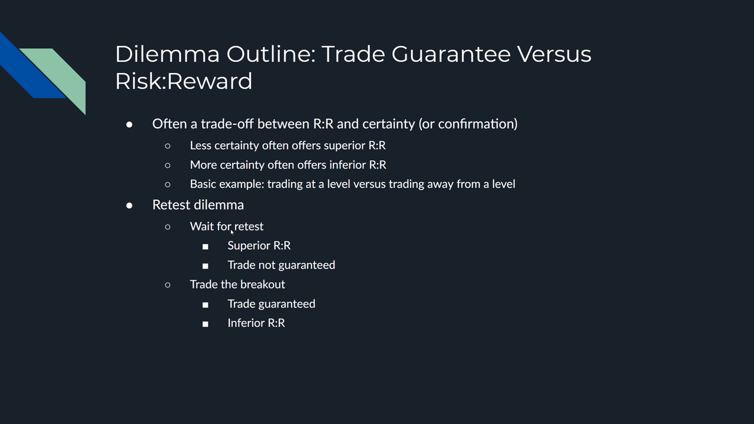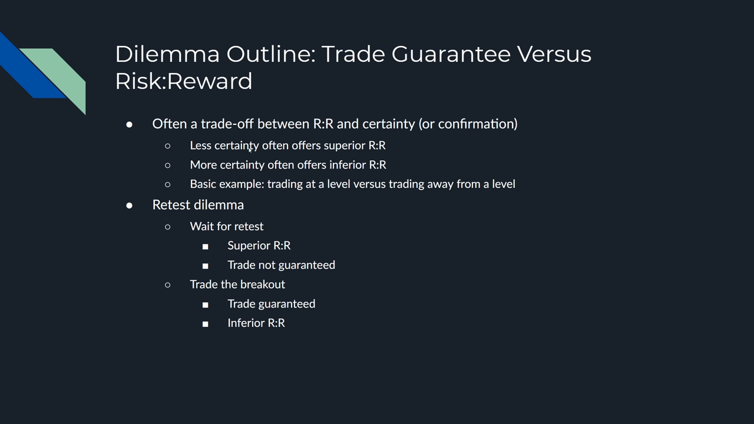If you wait for a retest, you get superior risk reward, but no trade guarantee, just like in our diagram, right? If you trade the breakout, you get a guaranteed trade in most cases, but at the cost of an inferior risk to reward. So there are trade-offs, and this video seeks to address the question of when do I do one over the other, if at all, okay?